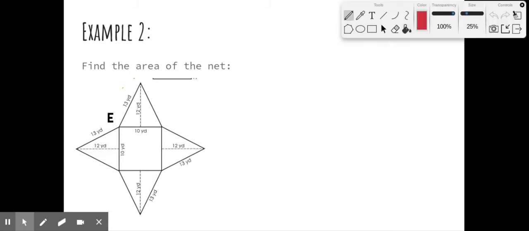All right, so this is a pyramid. We're going to find the area of the net. And as you can see on this one, there's only 2 different shapes. We have the square, and you know it's a square because all the sides are 10. And then we have a triangle. So we're going to have to use 2 formulas on this one.